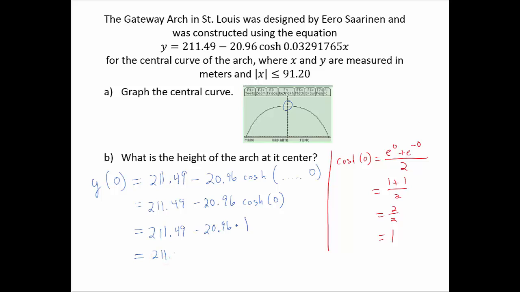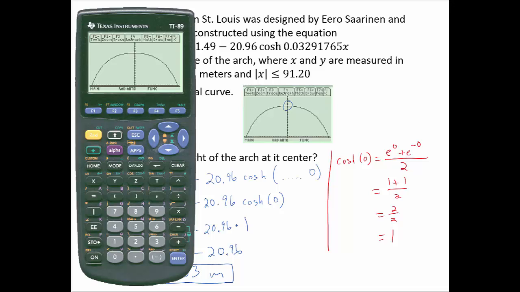211.49 minus 20.96, which is 190.53, and that would be in terms of meters. We can verify this on the calculator since we already have the graph up. There's our graph, and all I would do with this graph is I can trace. So I'll hit F3 and type in 0 and hit enter. And so I see then 190.53, and so that agrees with what I had.